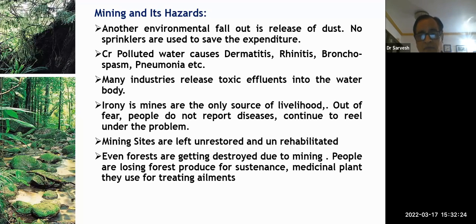Irony is that mines are the only source of livelihood. So it is compulsory to engage them. But the only thing is we have to take care of these people in terms of the PPE, in terms of their occupational health and occupational safety. What happened, because of the fear of the job, they have not reported the diseases and they continue to suffer under that problem. Mining sites are not restored properly and they are kept as unrehabilitated.